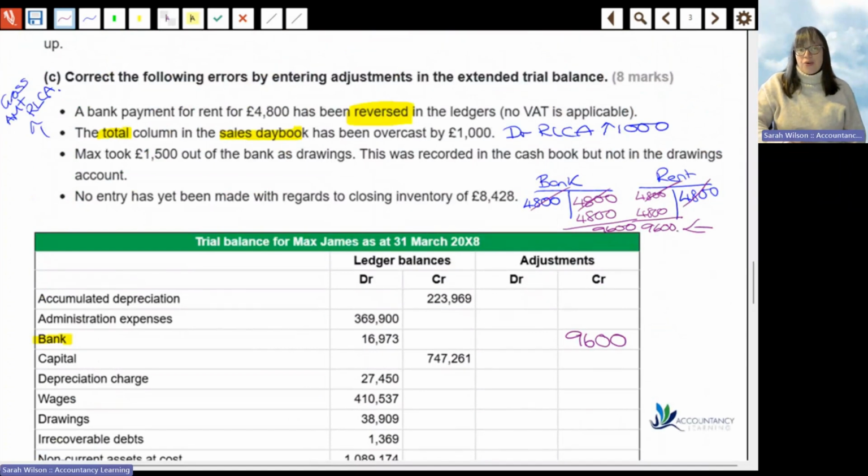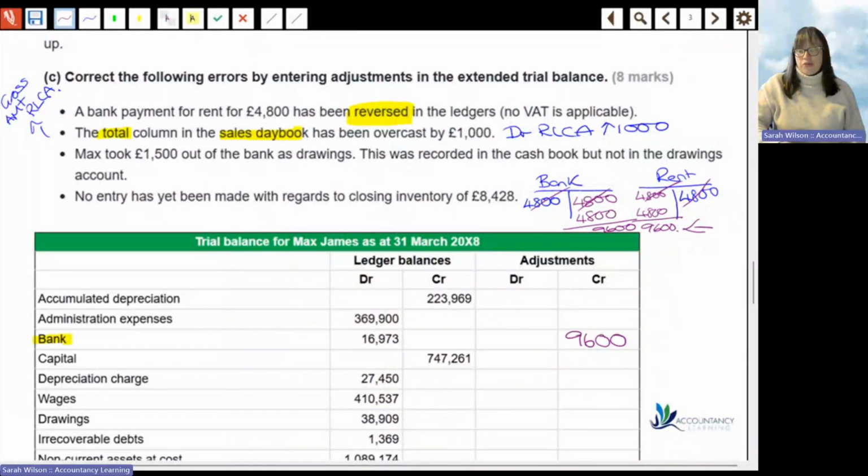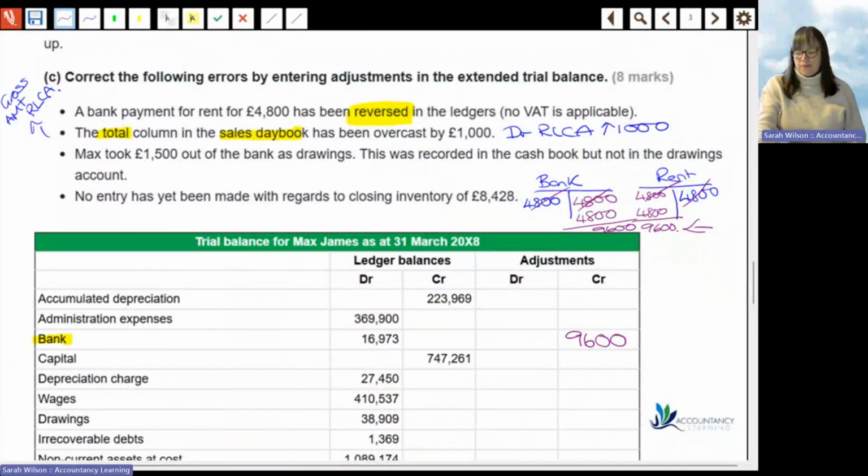Next, Max took 1,500 out of the bank as drawings. This was recorded in the cash book, but not in the drawings account. So it's already been put into the cash book. So what we need to do is make sure that we now put that in the bank so that the double entry is done. But again, we are going to have a one-sided entry here. So we're going to be using the suspense account as well.